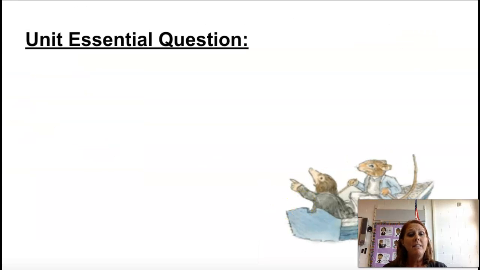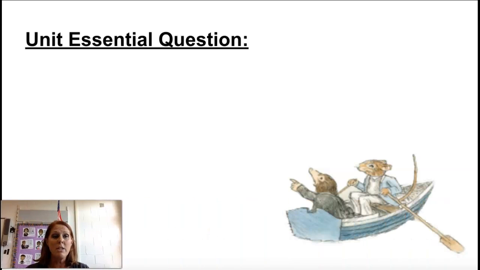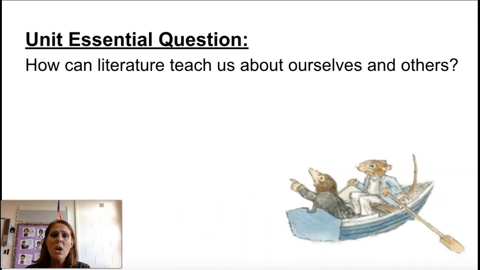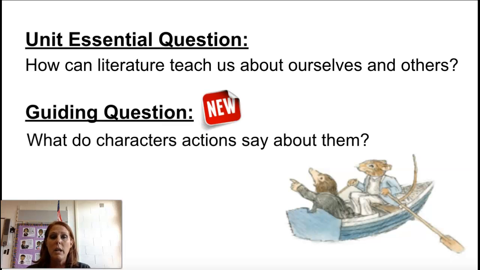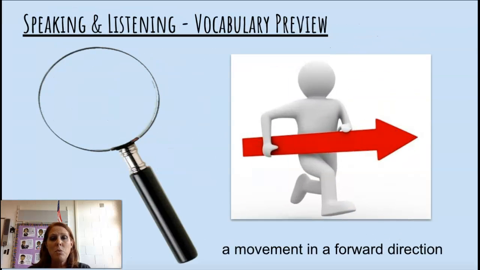Before we do that, let's talk about the essential questions. We're still talking about how can literature teach us about ourselves and others. And another question we're going to focus on for the next few lessons is what do characters' actions say about them? Our first word is a movement in a forward direction, and the word is advance. Advance means a movement in a forward direction.